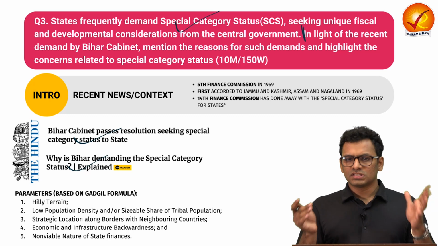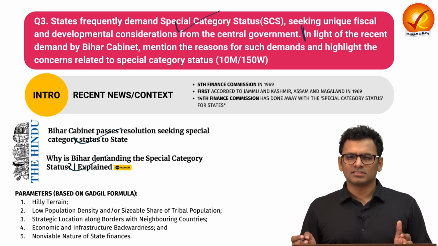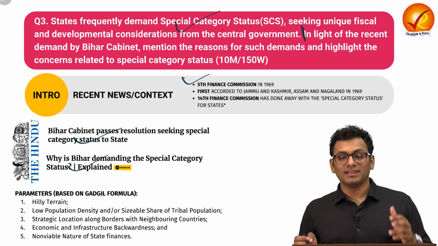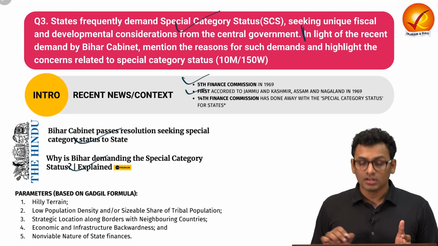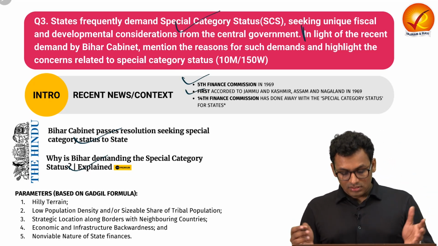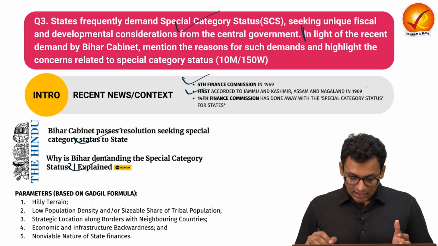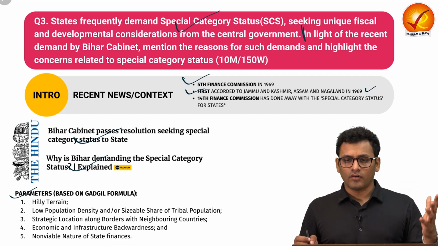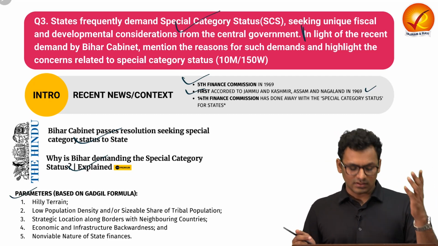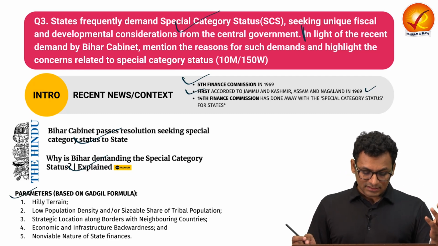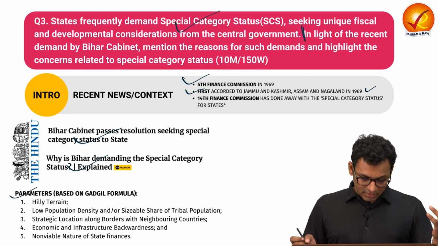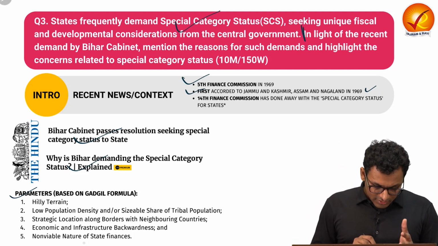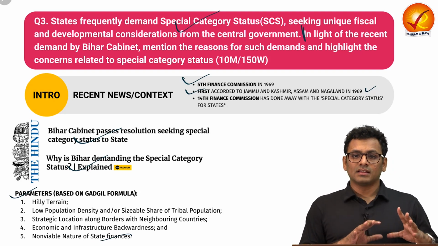Now let us understand special category status. The special category status is an extra constitutional term which was evolved by the 5th Finance Commission in 1969. The first few states given the status in 1969 were Jammu and Kashmir, Assam and Nagaland. There were certain parameters based on the Gadgil formula through which the special category status was given, such as hilly terrain, low population density, strategic location with borders with neighboring countries, economic and infrastructure backwardness, and non-viable nature of state finances. Now this setup was going on.